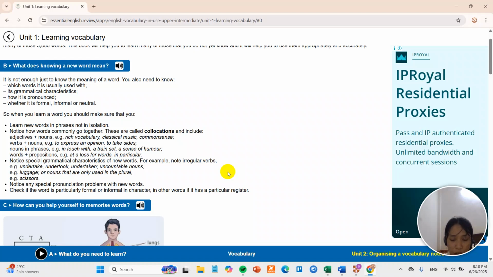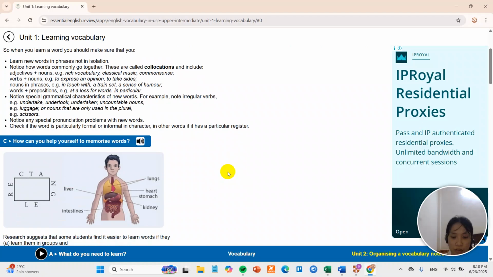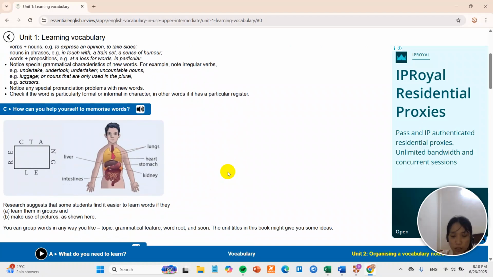C. How can you help yourself to memorize words? Research suggests that students find it easier to learn words if they A. group them, and B. make use of pictures, as shown here. You can group words in any way you like: by topic, grammatical feature, word root, and so on. The unit title might give you some ideas.